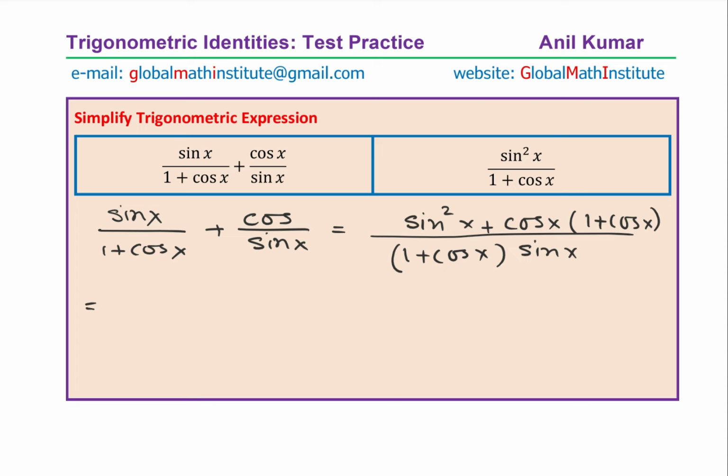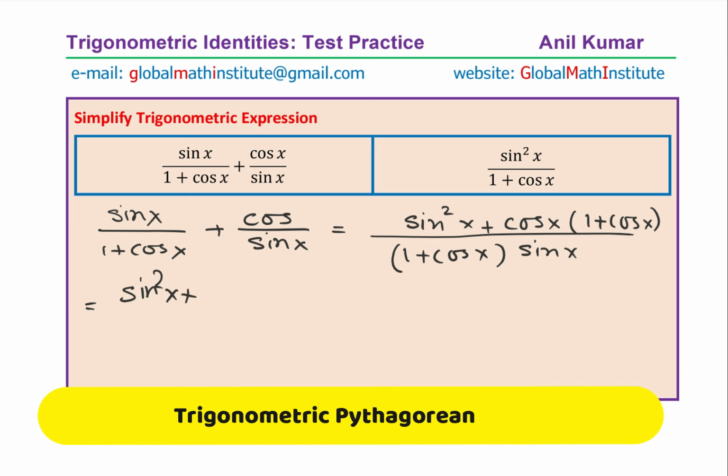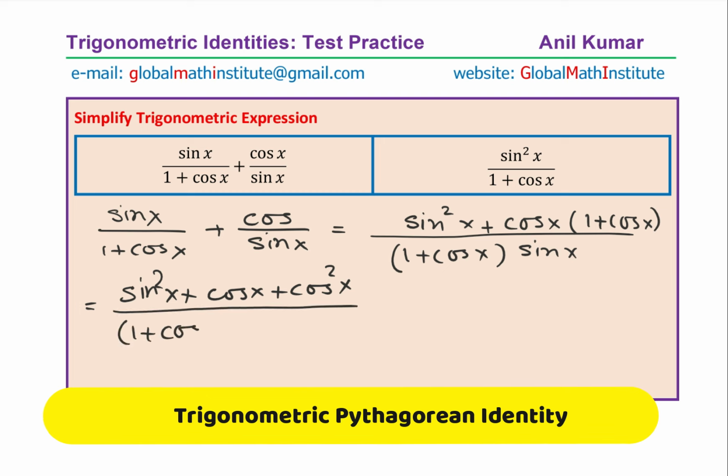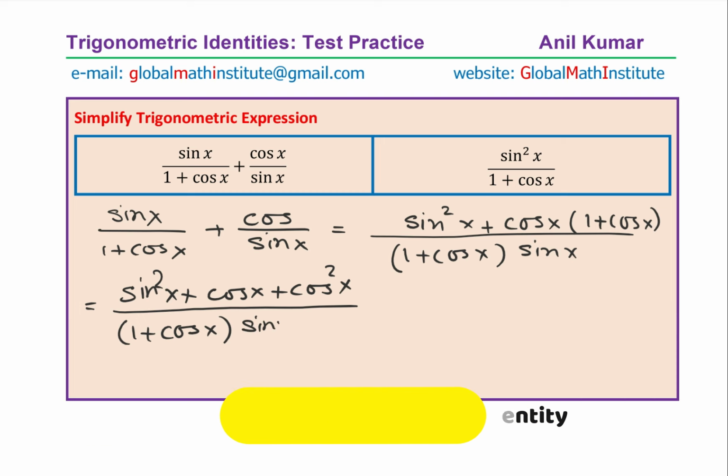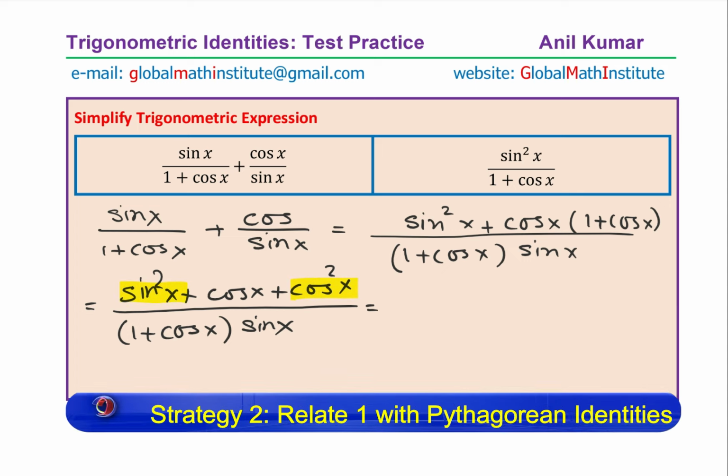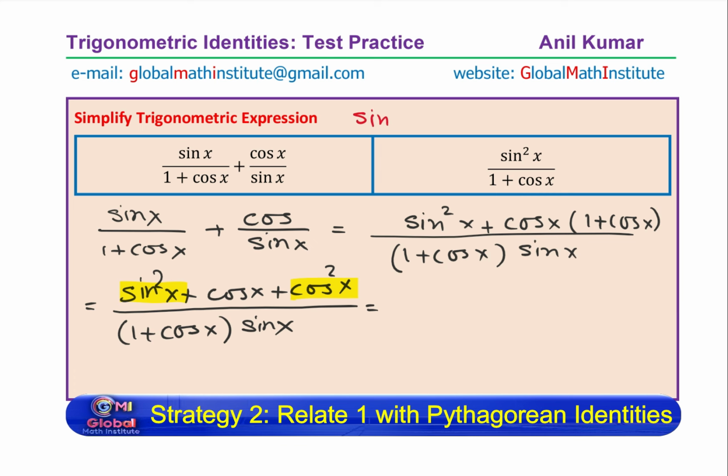Now let's open this bracket, the distributive property. We get sin square x plus cos x times 1 is cos x plus cos square x, correct? Divided by 1 plus cos x times sin x. Now in the numerator, you see sin square x plus cos square x, right? That reminds you of the Pythagorean identity, which is, we know that sin square x plus cos square x is equal to 1. So therefore, we can write this as 1 plus cos x.